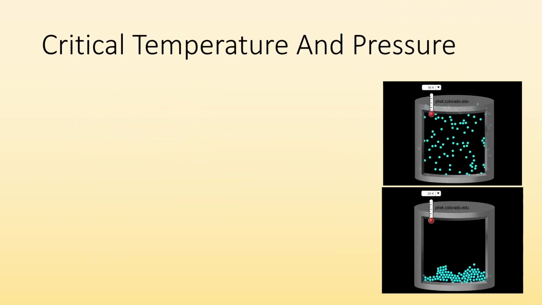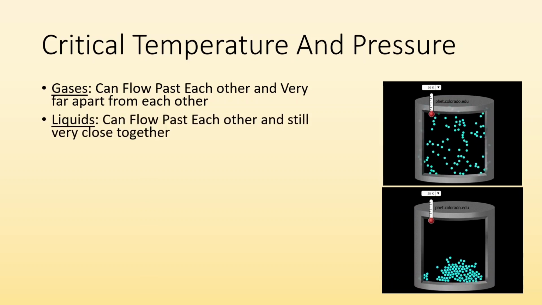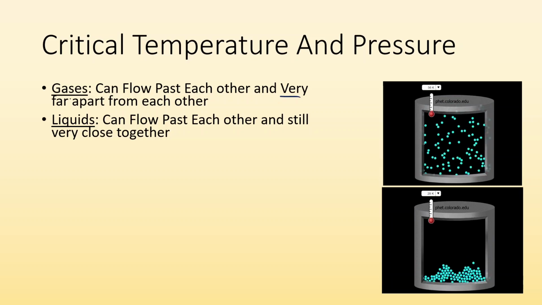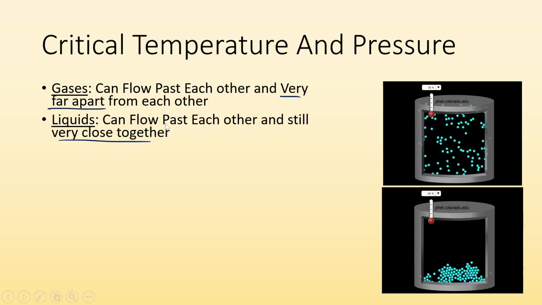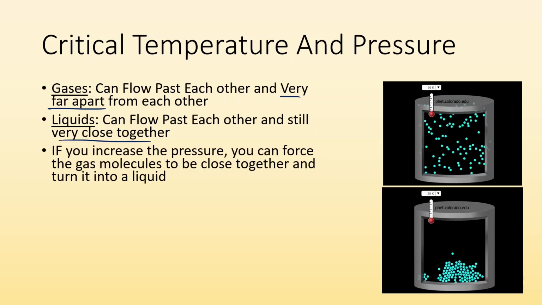So, critical temperature and pressure. We know gases can flow past each other and are very far apart from each other. We know that liquids can also flow past each other, but are still very close. So the only real difference is how close or far apart they are. That means if you increase the pressure on a gas, you can force those gas molecules to become close together and turn it into a liquid.